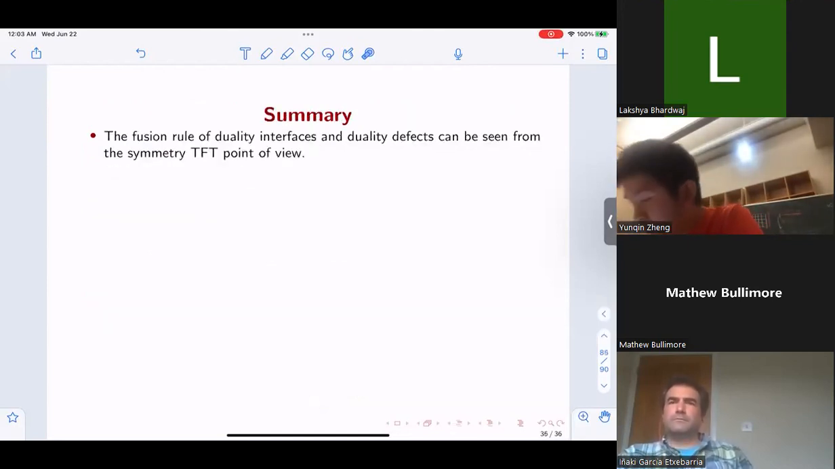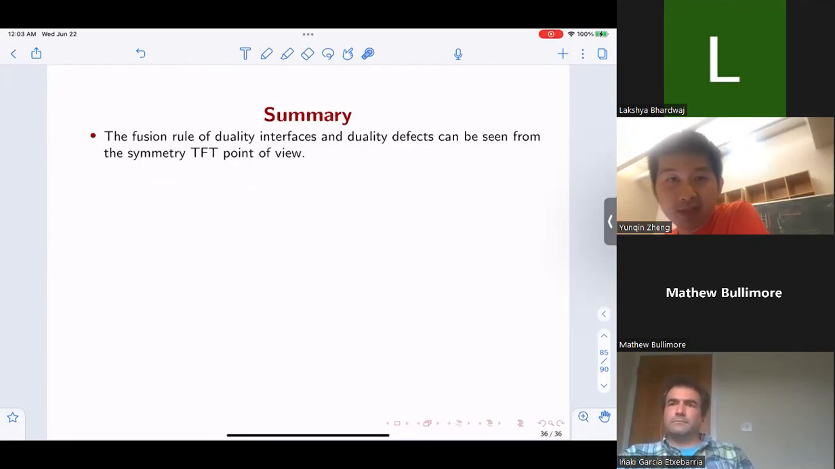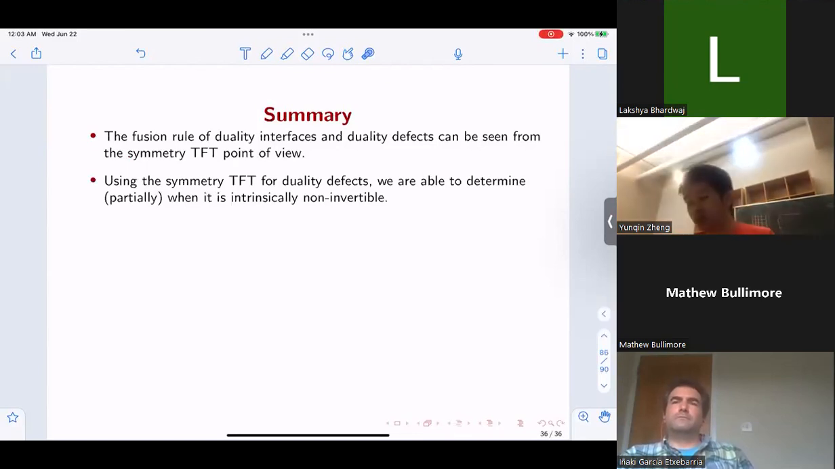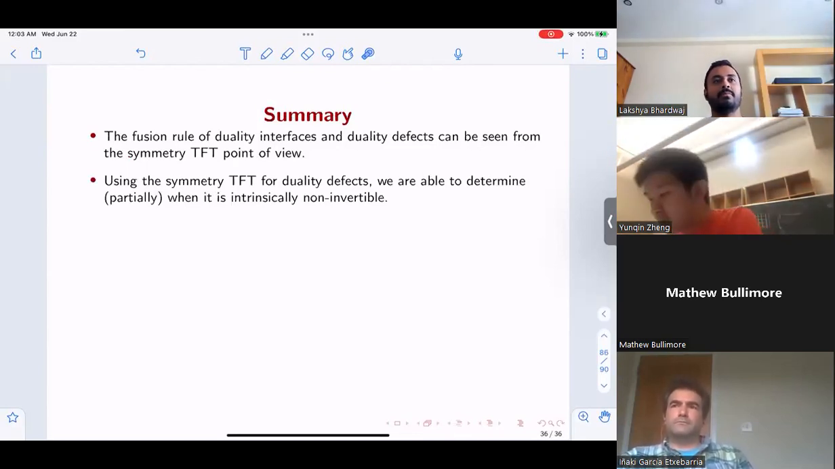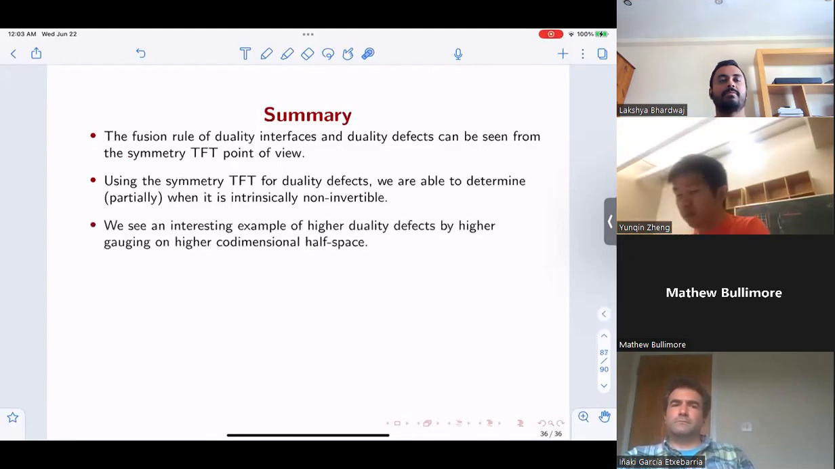Okay, so let me summarize. In this talk, we found that the fusion rule of the duality interfaces and duality defects can be seen from the symmetry TFT point of view. And using the symmetry TFT for the duality defects, we are able to determine, at least partially, when it is intrinsically non-invertible. We also see an interesting example of higher duality defects or higher duality interfaces by higher gauging on half of the space, a higher codimensional half space.